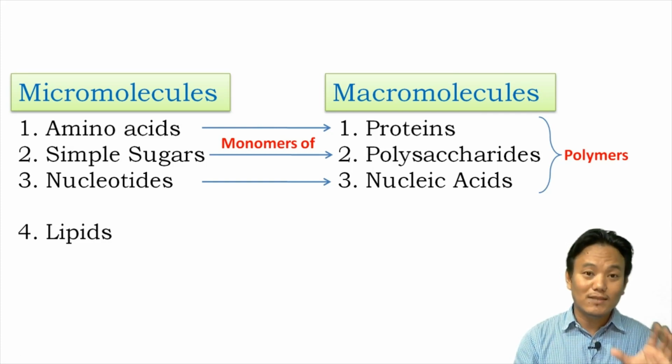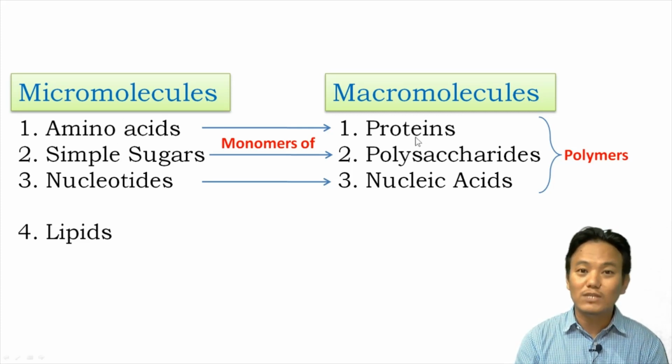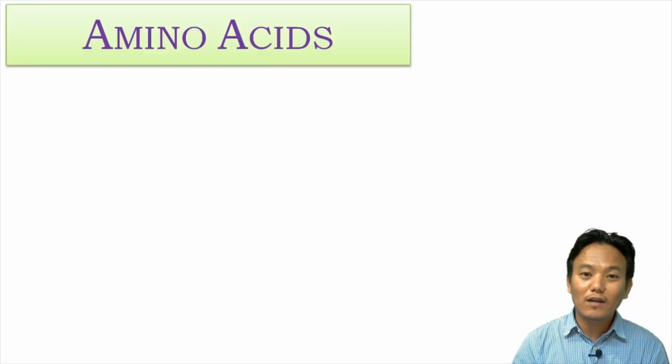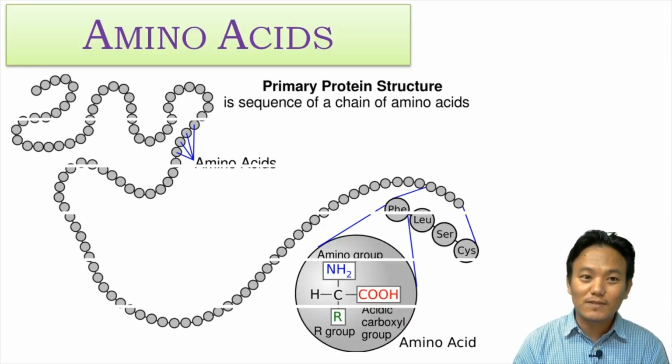So today in this particular class we will discuss amino acids and how a chain of amino acids will form proteins. So this we will study in today's class. Amino acids are monomers of proteins.